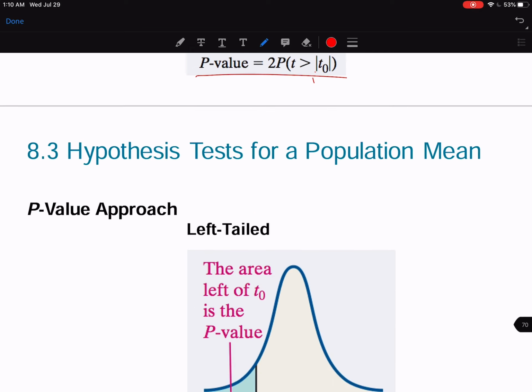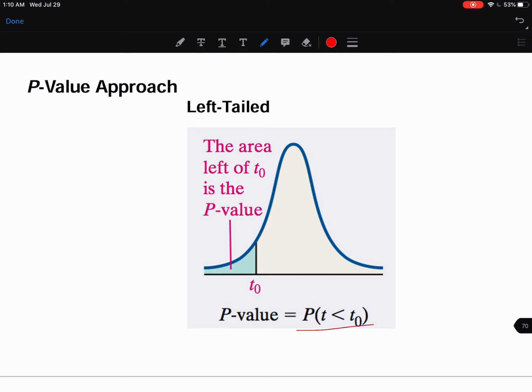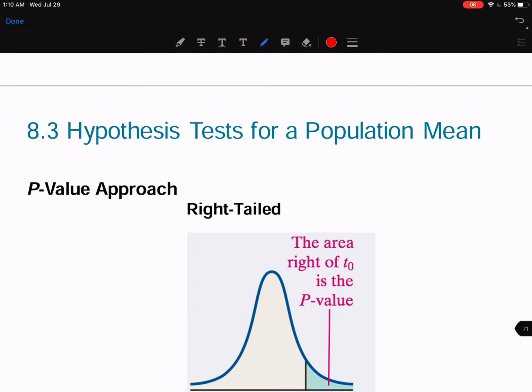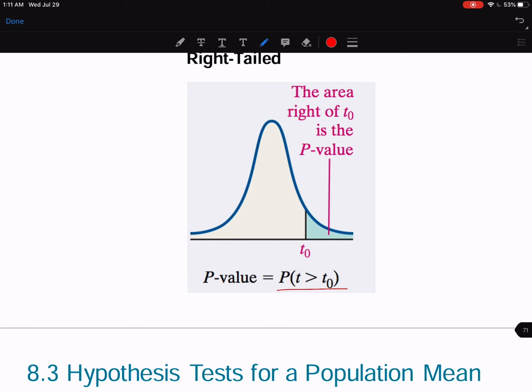Now, if it's a left-tail test, of course, the p-value is going to be equal to the probability t is less than t sub 0. And similarly, if it's a right-tail test, the p-value is going to be equal to the probability t is greater than t sub 0. This is once again very similar to the hypothesis test for the population proportion, and the only difference is that we're using t instead of z because the standardization follows the t distribution.